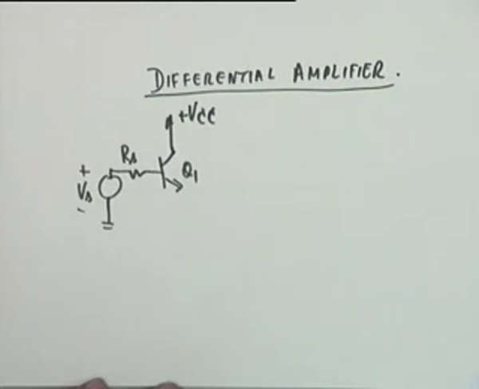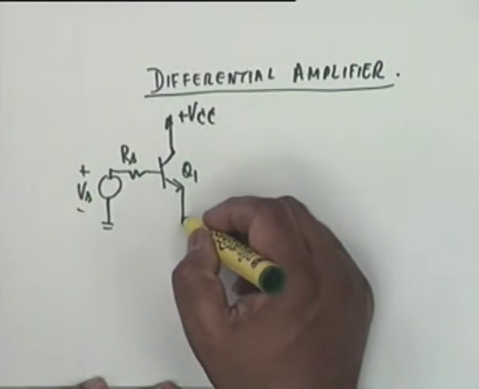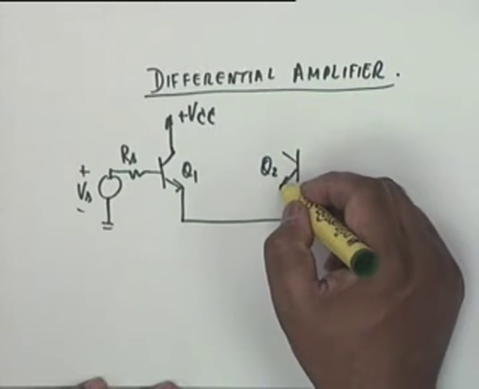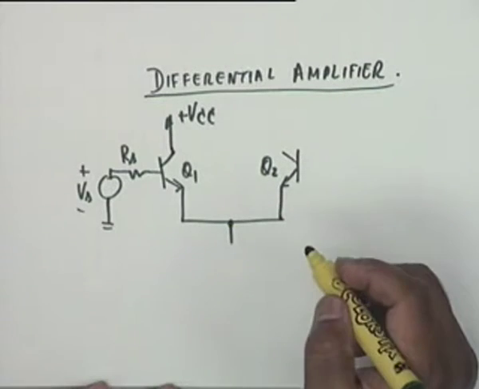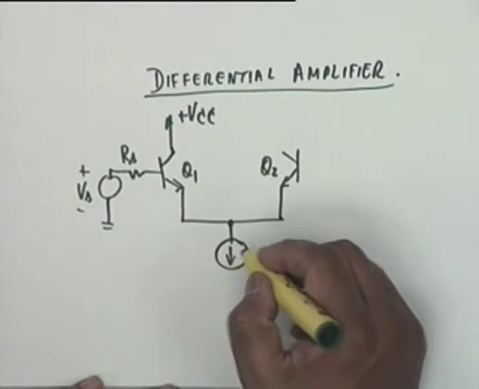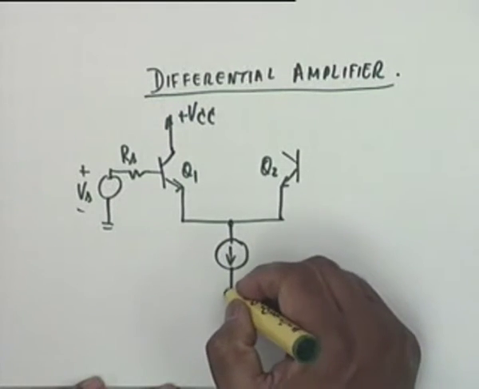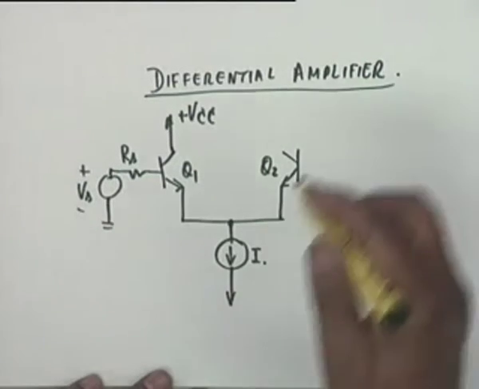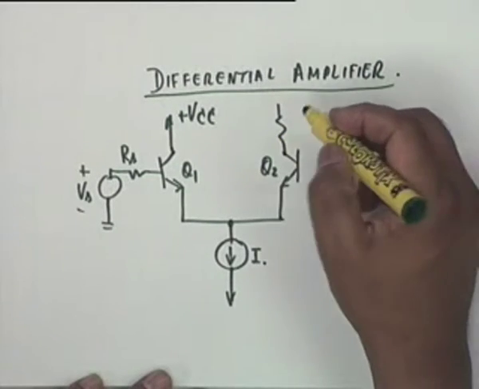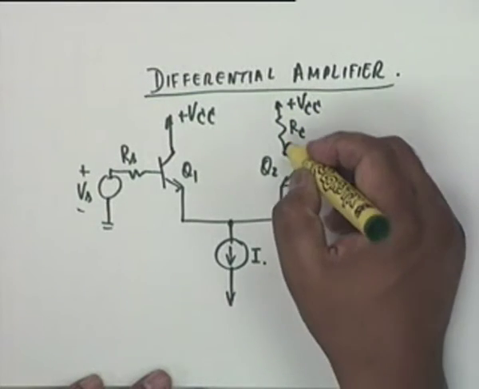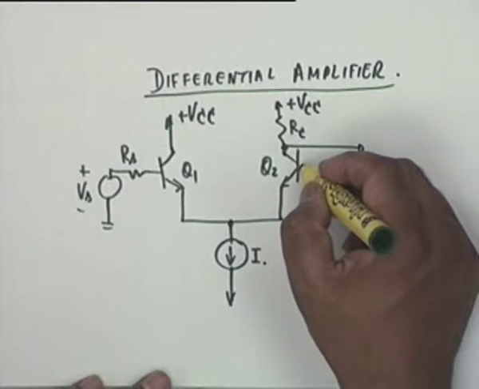Okay. It goes directly to VCC. It doesn't have a load. The emitter comes here and is coupled to the transistor Q2 emitter, and the common point is biased. The bias is by forcing a constant current, a current generated from the common emitter to the negative supply, whatever it is, the ground. This has a load. Let's call this R sub C. This goes to plus VCC, and the output is taken from here.